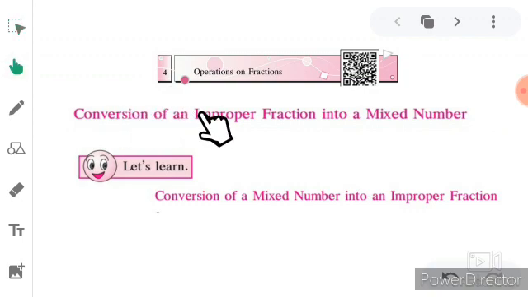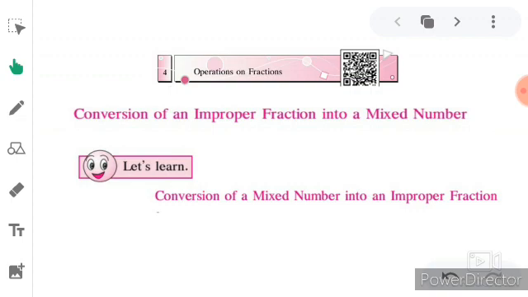In the previous video we completed one more topic from the chapter Operations on Fractions, here the topic, conversion of an improper fraction into a mixed number. Now students, in this video we are going to take one more topic, that is conversion of a mixed number into an improper fraction. This one is the reverse of the first one, which means you will have to convert a mixed number into an improper fraction.